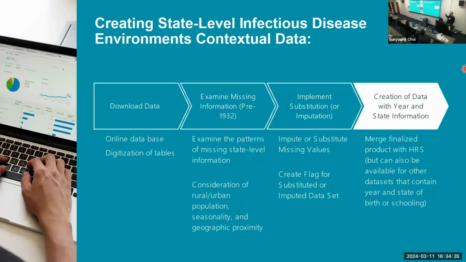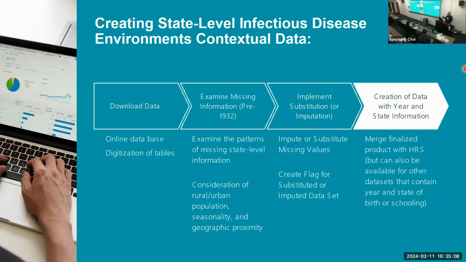There was consideration of urban and rural populations. We know that urban populations might have had more infectious disease exposure, especially back in the 1920s and 30s, and some of those changes. Seasonality, right? Especially with COVID, I think we're all aware that seasonality can impact the way in which people are exposed, and then geographic proximity. So for states that were similar in those conditions as well as close to each other, we gave them the values of the surrounding states, or averaged them, so you can impute or substitute missing values.